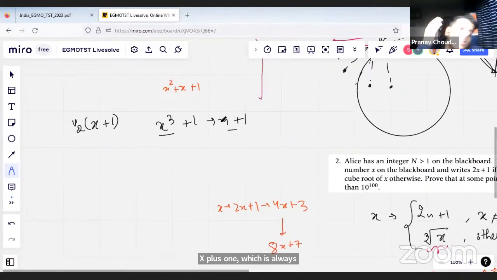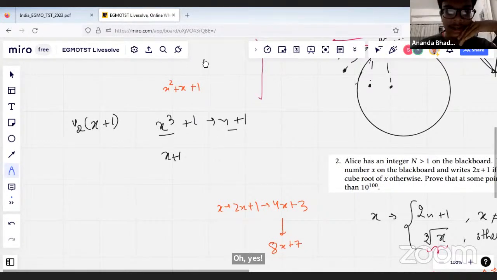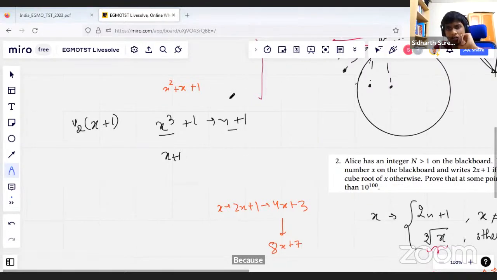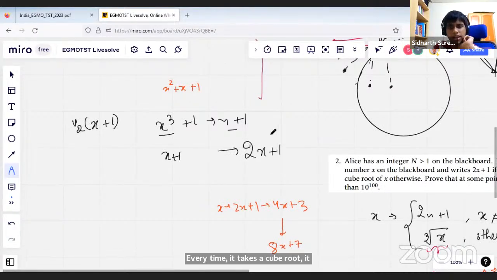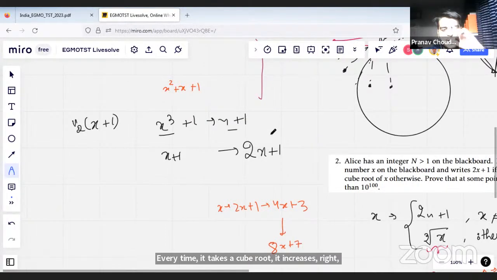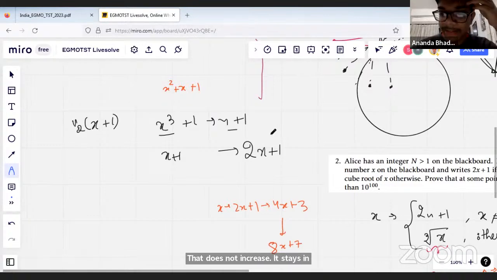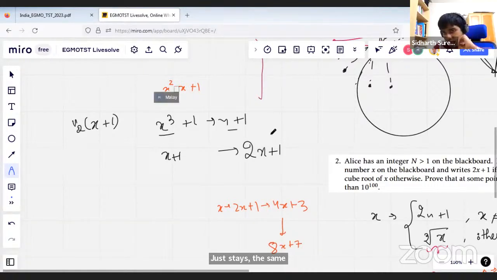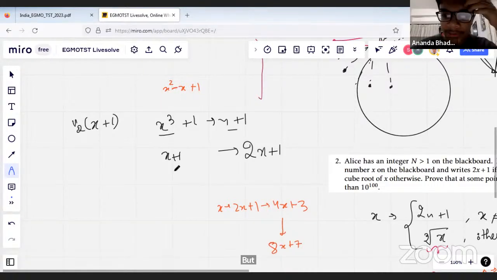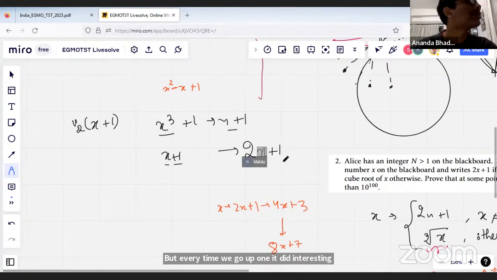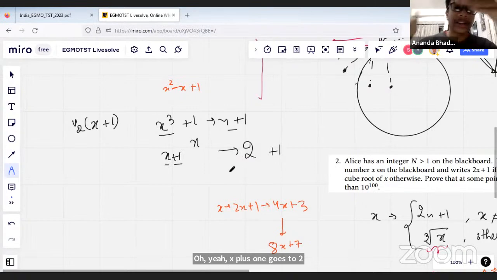Oh, yes. If it's 2x plus 1, should we instead look at x minus 1? Aren't we done, because the V2 increases otherwise? Every time it takes a cube root, it increases, right? No, it does not increase, it stays the same, because it's divided by x squared minus x plus 1, which is always odd. So it stays the same. But every time we go x plus 1 to 2x plus 2, it strictly increases. That's what I was saying. So the V2 increases, right?